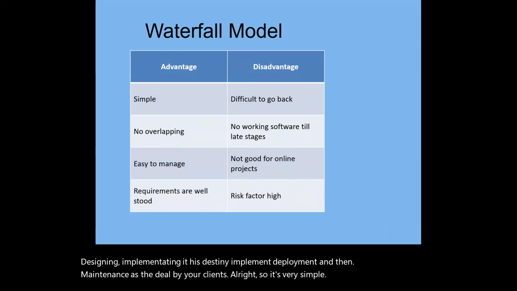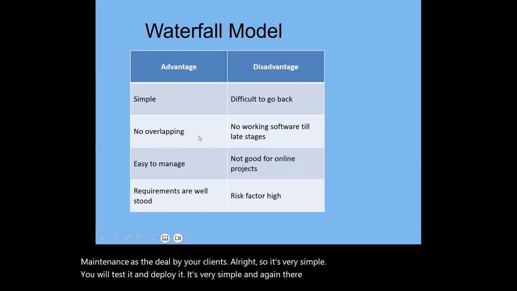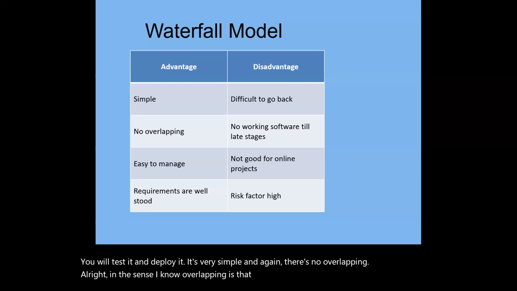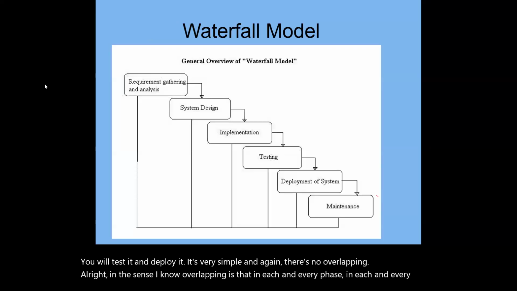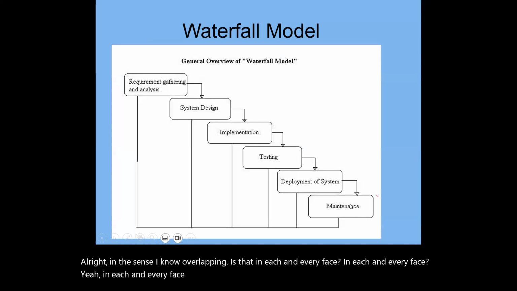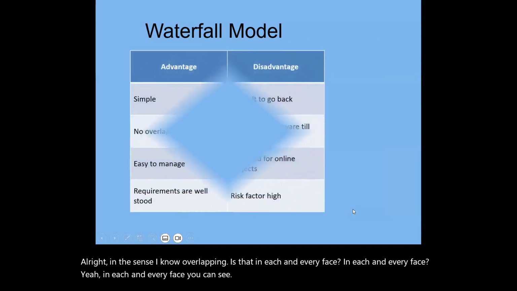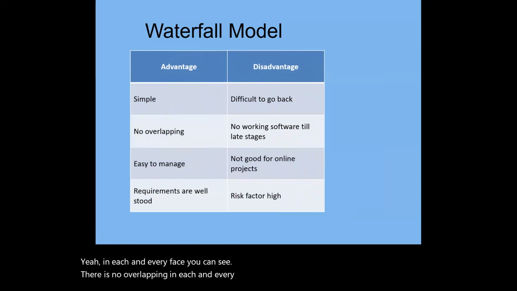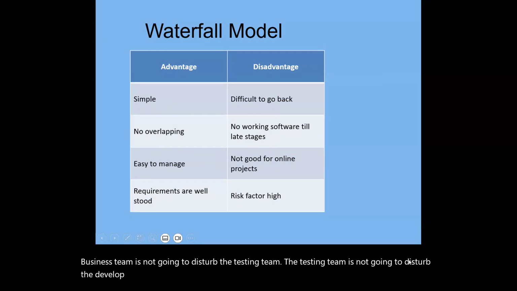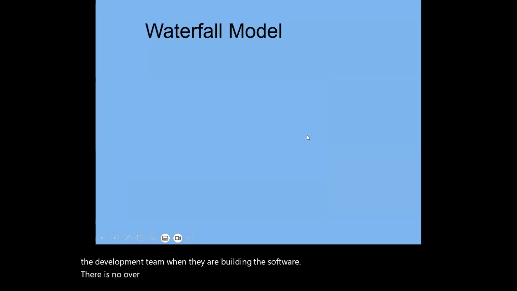You will test it and deploy it. It's very simple. And again, there's no overlapping. In the sense that in each and every phase, you can see there is no overlapping. Each phase is independent of each other. The business team is not going to disturb the testing team. The testing team is not going to disturb the development team when they are building the software. There is no overlapping within the team.